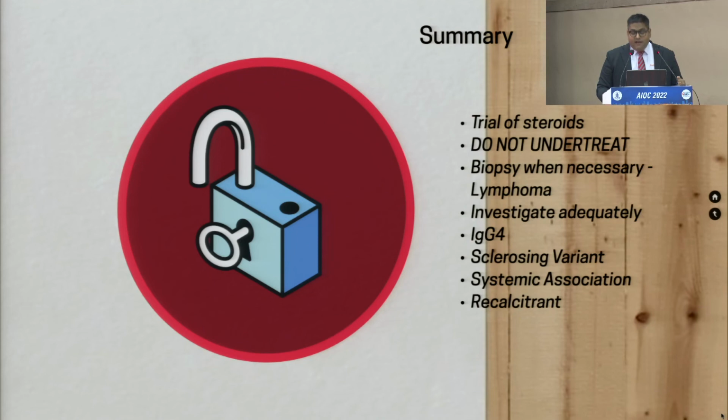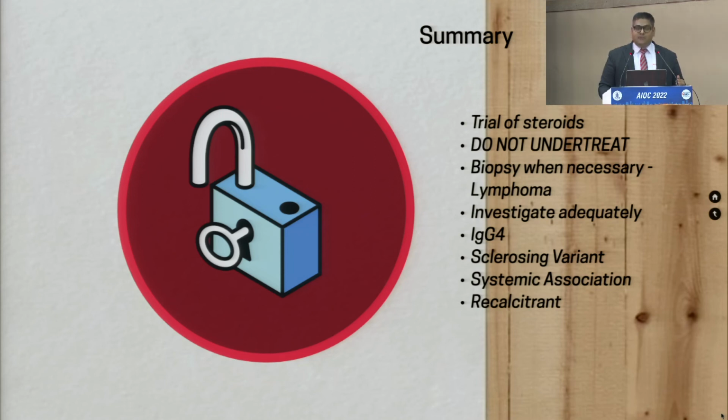So a trial of steroids is given, but when you treat with steroids, do not under-treat. You have to give 1 mg per kg dosage. And biopsy when you have to, because remember, another lesion that also responds to steroids but keeps coming back, but in the absence of pain and inflammation, is lymphoma. And also adequately investigate when you have to. All autoimmune diseases should be investigated. IgG4 is one more thing.